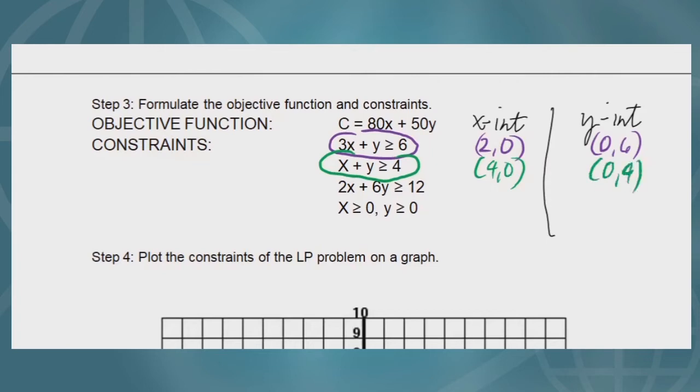And then for the third constraint, we have 2x plus 6y greater than or equal to 12. So, x-intercept, cover y. So, 12 divided by 2 is 6. 6 comma 0. Y-intercept, cover x. So, 12 divided by 6, 0 comma 2.